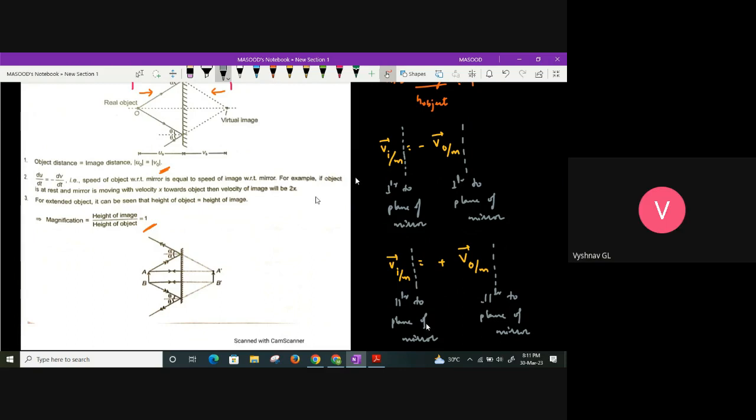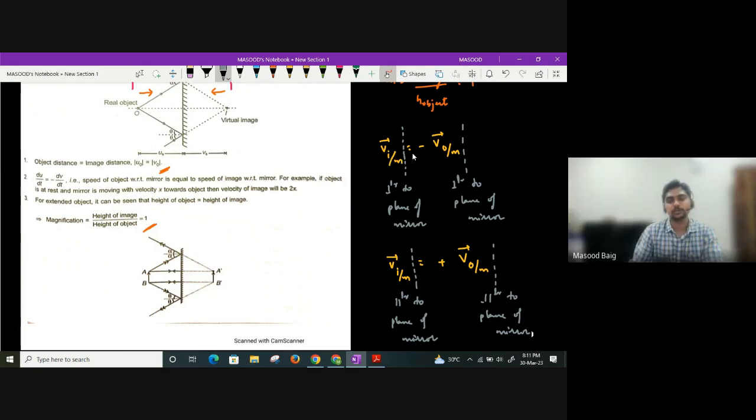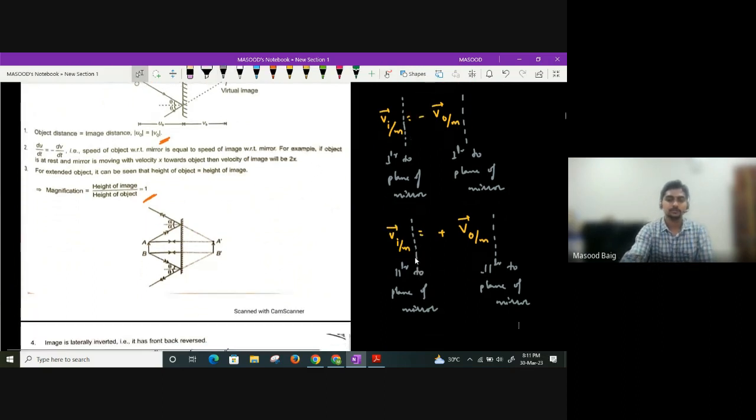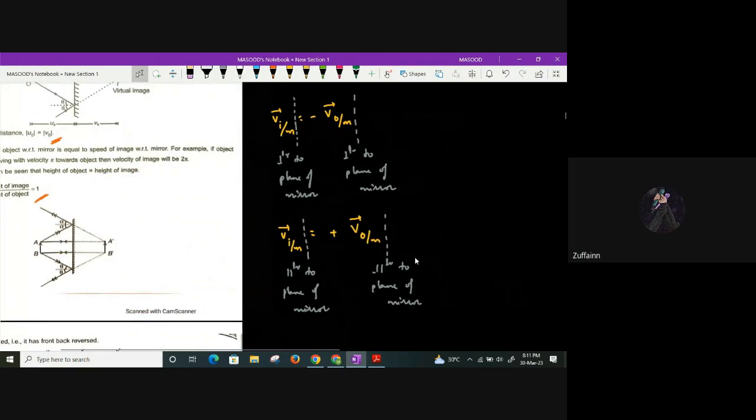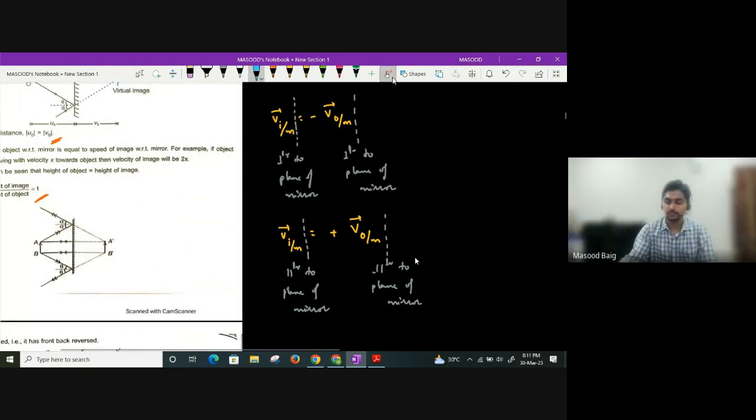Yes, sir. Right. So the velocity of image with respect to mirror is minus the velocity of object with respect to mirror only due to those components which are perpendicular to the plane of the mirror. Similarly, the velocity of image with respect to mirror is equal to the velocity of object with respect to mirror only for those components which are parallel to the plane of the mirror, guys. Is that clear, everyone? Yes, sir. Right. So what do we need to know? And majorly this part will be asked, guys.